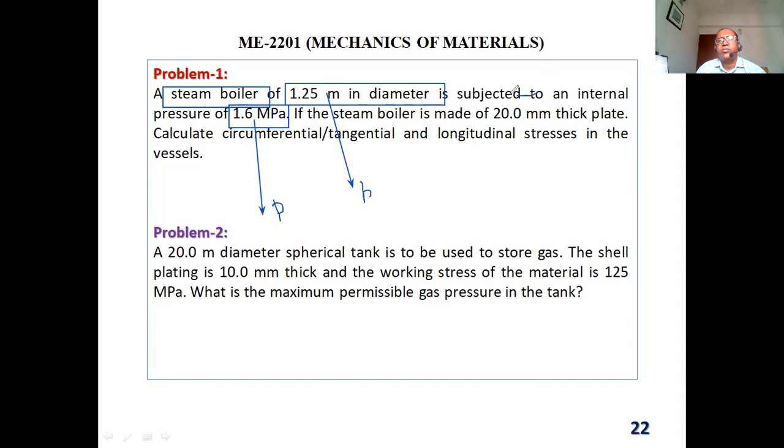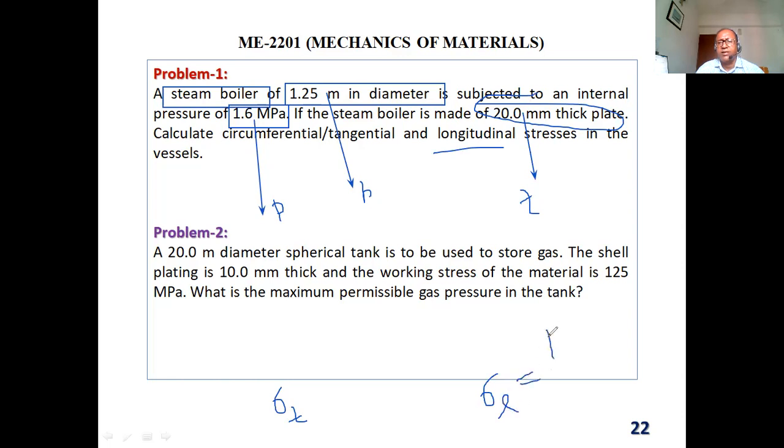The boiler is made of 20 millimeter thick plate, so obviously this data is related to wall thickness. Convert it from millimeter to meter, and make sure all have the same unit. Megapascal, you need to convert to Pascal, multiply by 10 to the power 6. What is it asking? Calculate the circumferential or tangential, or you can say hoop stress, that means you need to figure out the value of sigma t, and the longitudinal stress, that means you need to figure out the value of sigma L.